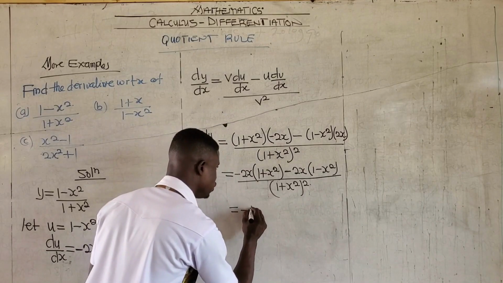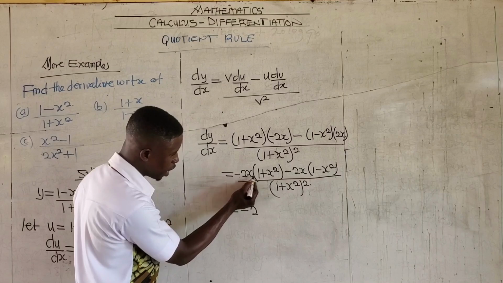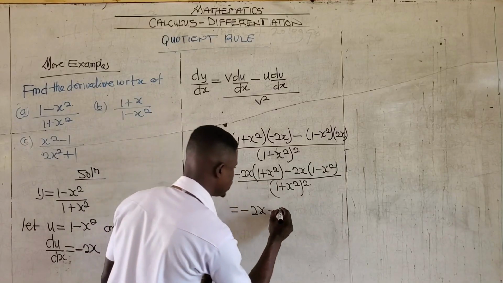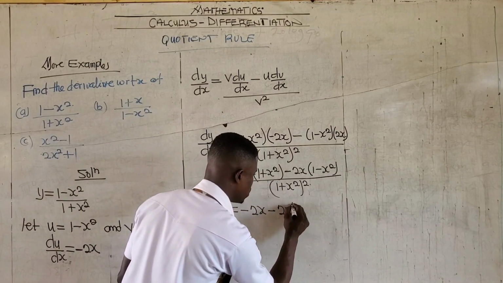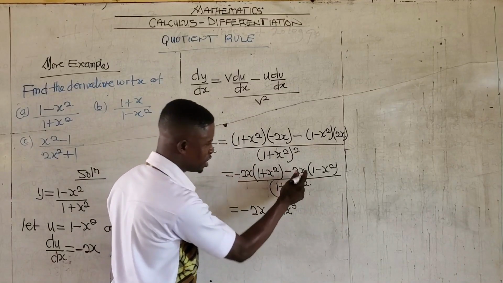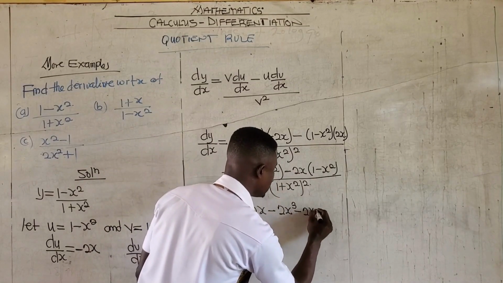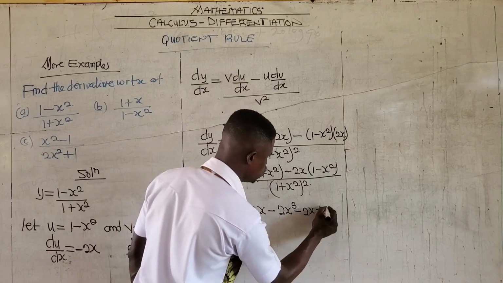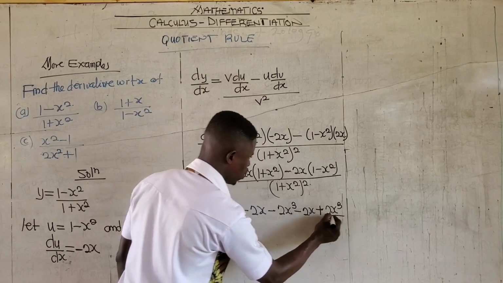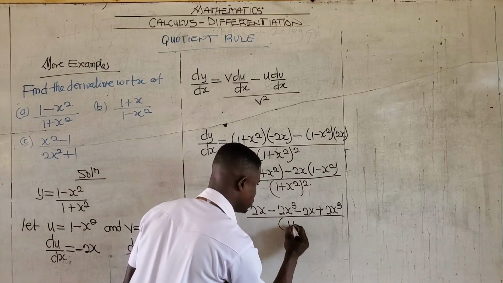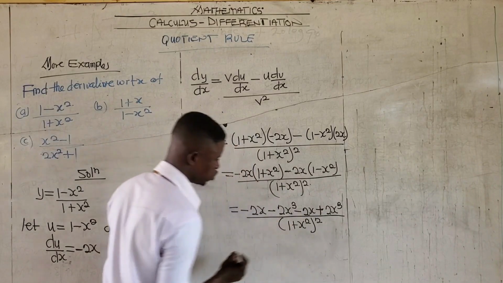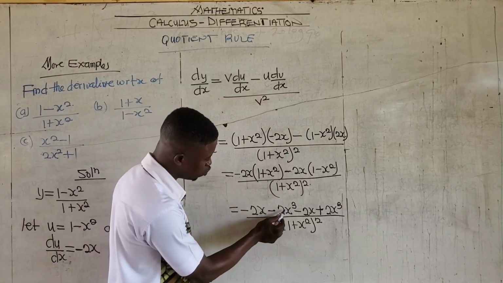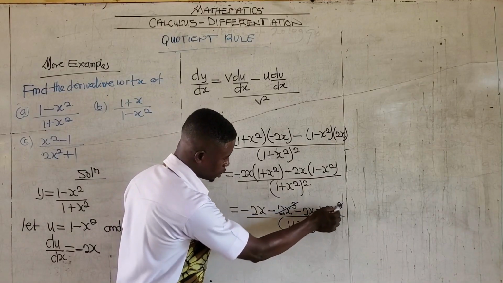And this is going to give us negative 2x times 1, which gives negative 2x, minus negative 2x times x squared, which gives negative 2x to the power 3. We are done with this one. Then here, minus 2x times negative x squared, so you get plus 2x to the power 3, all divided by (1 plus x squared) all squared. Good. So straight away, you will see that negative 2x cubed will cancel positive 2x cubed.